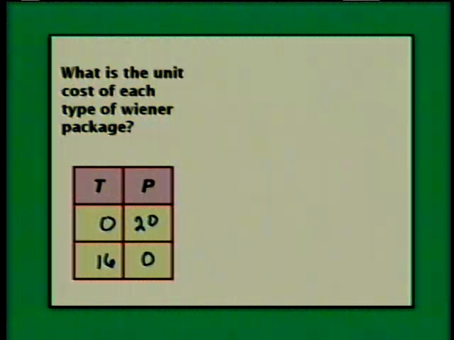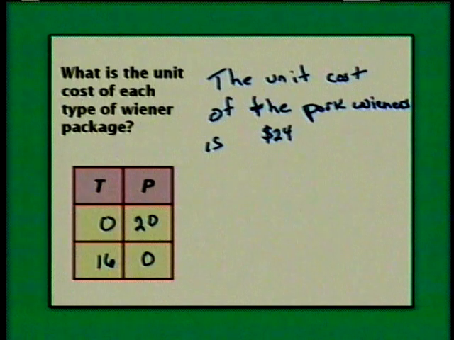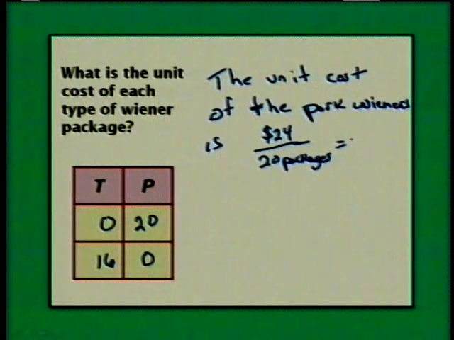What does this tell us? This tells us that the unit cost of the pork wieners is, well, she'll spend her entire $24 on 20 packages. So that simplifies to $1.20 per package.